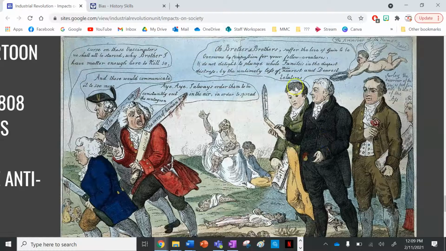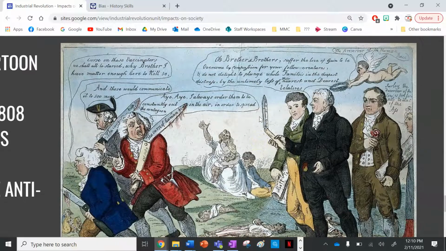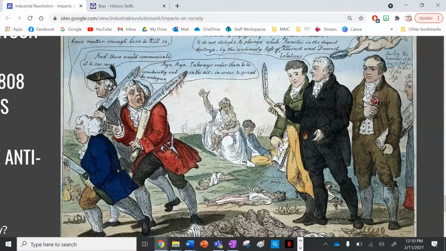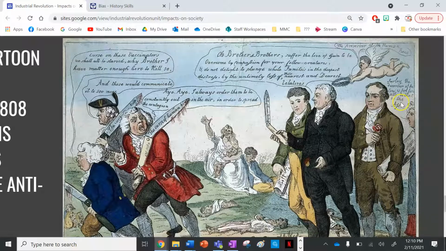This is Jenner here, and he says, "Oh, brothers, suffer the life to gain, and not to overcome the contagion for your fellow creatures, and don't delight to plunge them and their families in the deepest distress by the untimely lot of their nearest and dearest relatives." So, meaning that these guys aren't being very sympathetic because they're putting other people's lives and their families' lives at risk as well. So they're like get out of the society, you're not much better than apes, really.